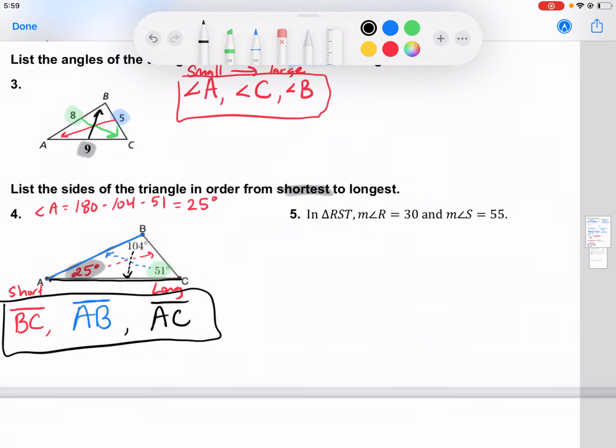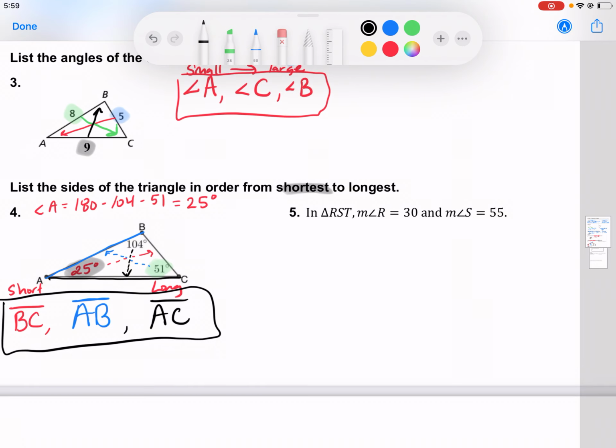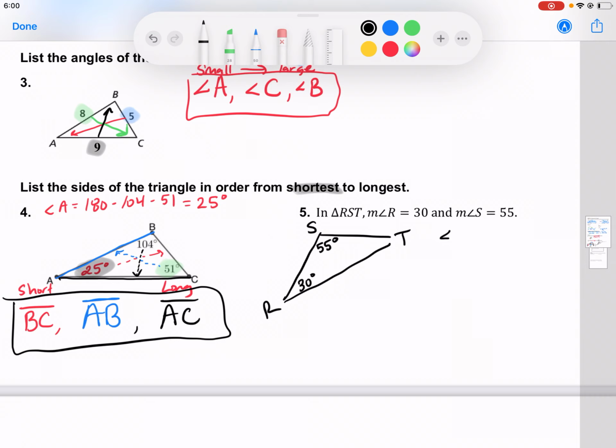So same idea with this next one. I'm going to draw a little triangle because it always helps me, and I'm going to label it RST just wherever I want. Doesn't matter where you put the R, S, or T. I'm going to go ahead and say R is 30 degrees, S is 55 degrees. So we need to find T. So I'll go ahead and find T, the measure of angle T, by taking the 55 and the 30 and subtracting those from 180. And that will give you 95 degrees.